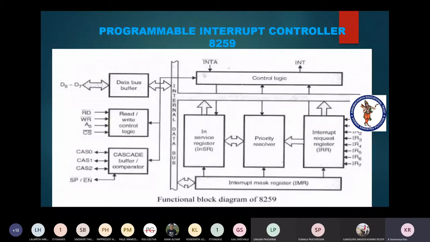The second one is, what is the necessity? Suppose the 8259 is not there, is it possible to send data from the processor to a device through the interrupt-driven concept? Is it possible or not? Anyone? Suppose we are not using the 8259, is it possible to transfer data between the processor and a device through an interrupt concept? Anyone?